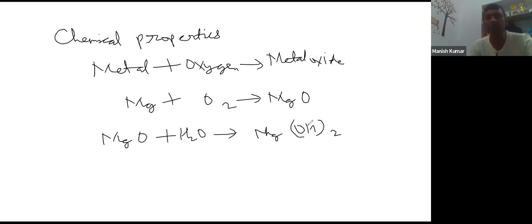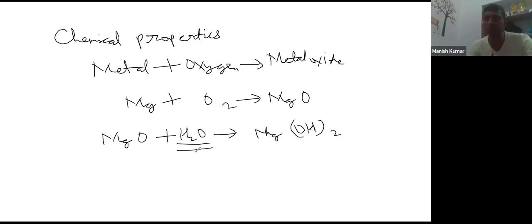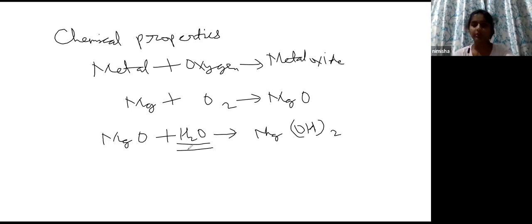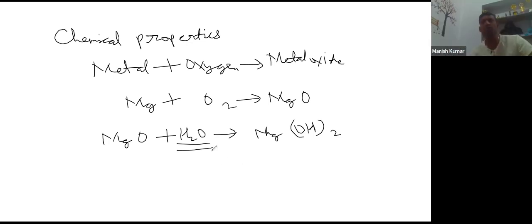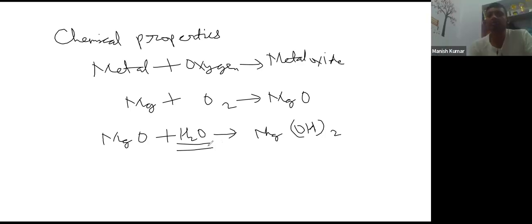Mg(OH)2. So these are the naturally occurring chemical properties. If a metal is left and you're not doing anything with it, it will automatically react with oxygen, because oxygen is present in the atmosphere. And H2O is not present in the atmosphere, so how does H2O come in contact with it? Evaporated water, which occurs naturally. Is this H2O available in the atmosphere to react?